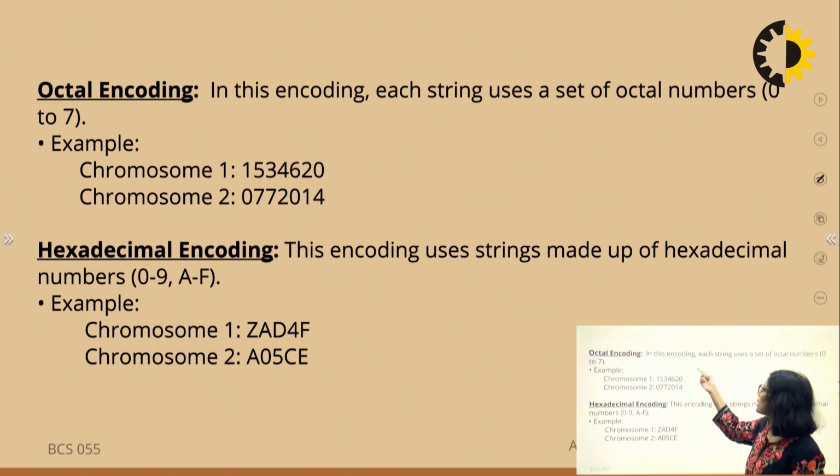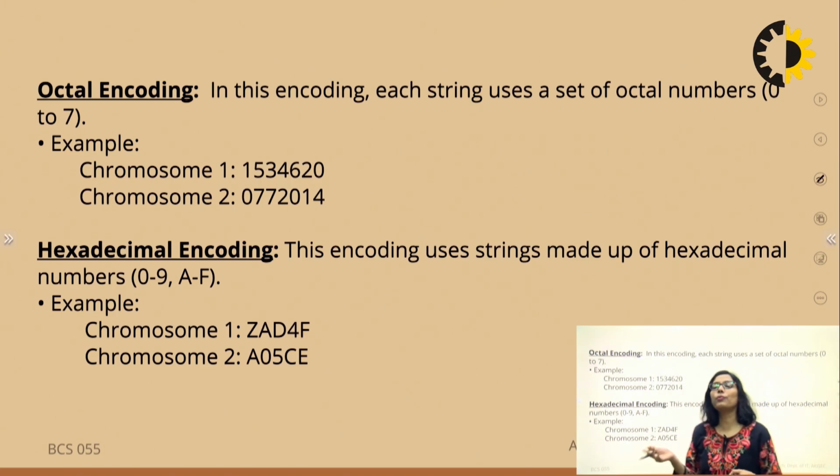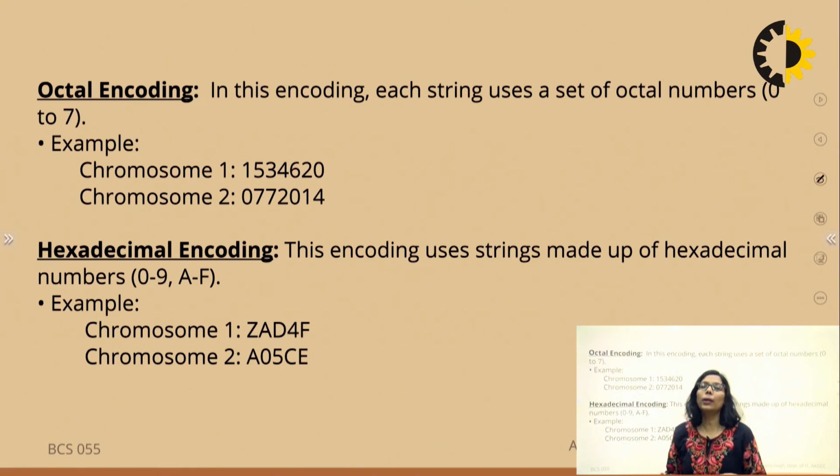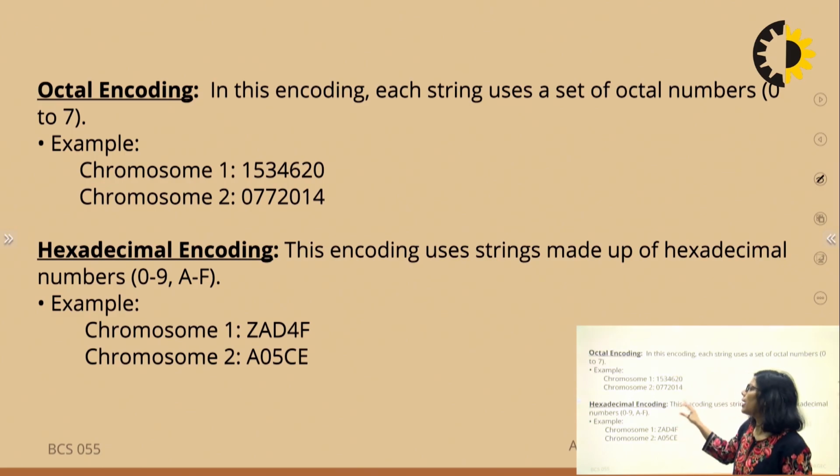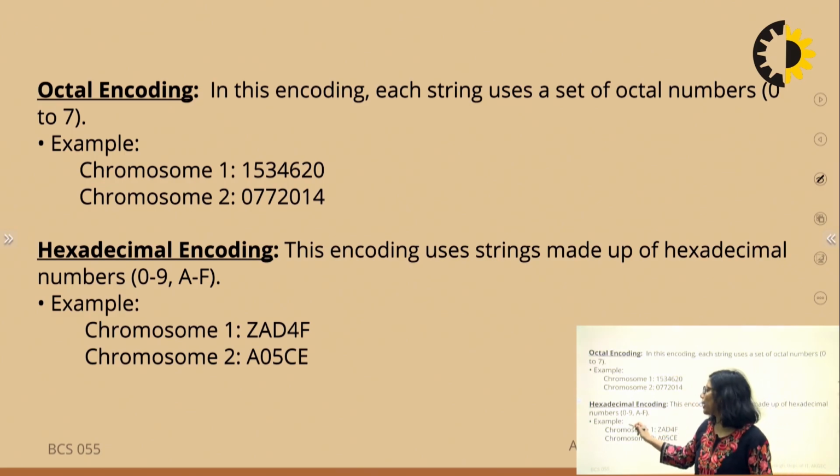Octal encoding says that in this encoding, each string uses a set of octal numbers. In binary numbers, we were using 1 and 0, whereas in octal numbers, I will be using 0 to 7. Similarly, in hexadecimal, I will be taking the values from 0 to 9 and A to F.